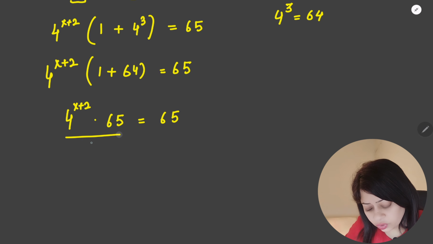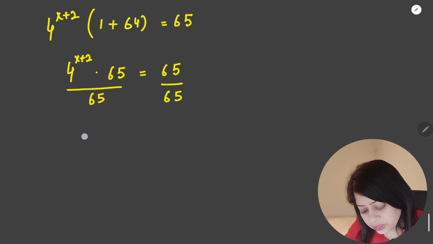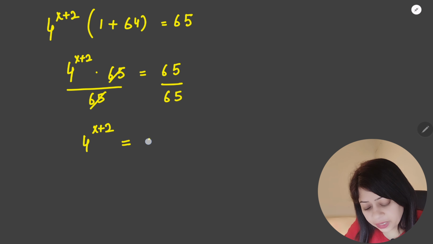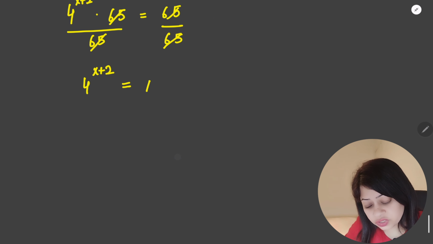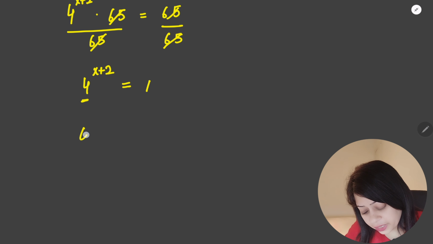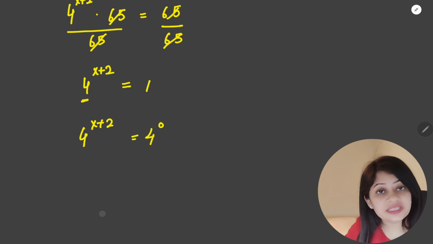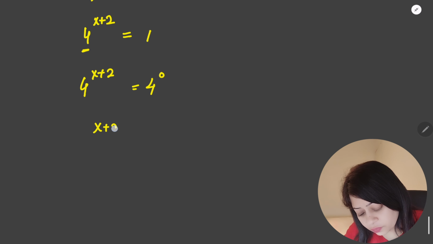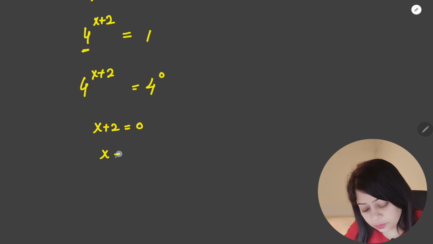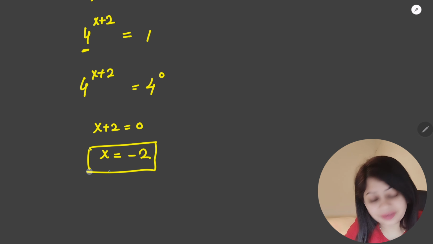Now dividing both sides by 65, what are we left with now? This is 1. So we are left with 4 raised to power x plus 2, and here it is 1. Okay. So in these types of questions, whatever you see, the base is 4 here. This 1 can be written as 4 raised to power 0. Try to make the base same so you can equate the powers now. What is x plus 2? x plus 2 is equal to 0, and x will be equal to minus 2, and we are done, right?